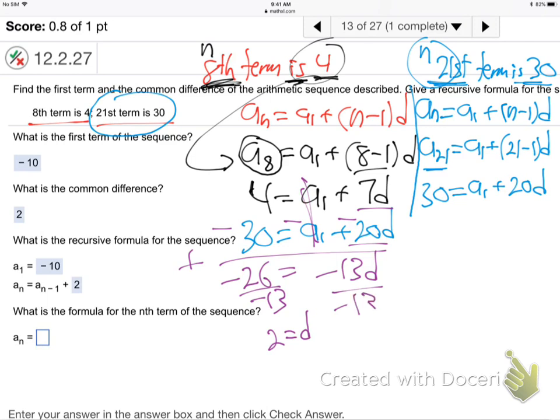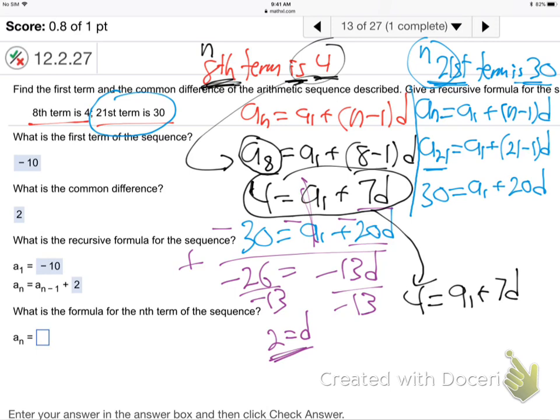So now we've got D. Once you've got one letter, you just plug in to get the other one. Plug in really anywhere you want. It's impossible to go wrong. So I'll just grab this one right here. Bring it over. 4 equals A1 plus 7D.